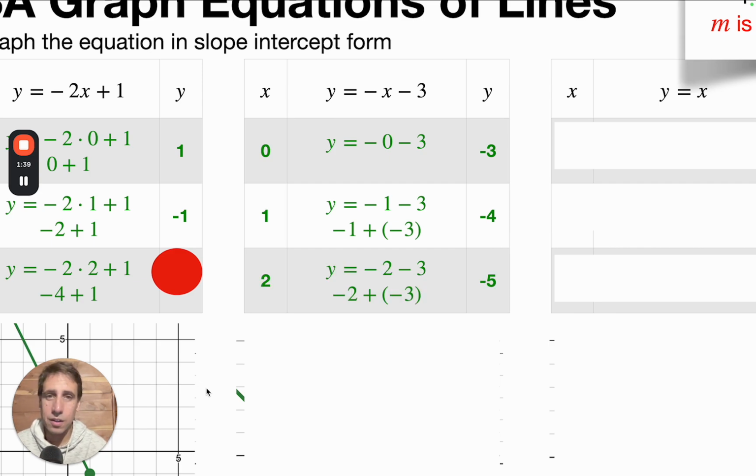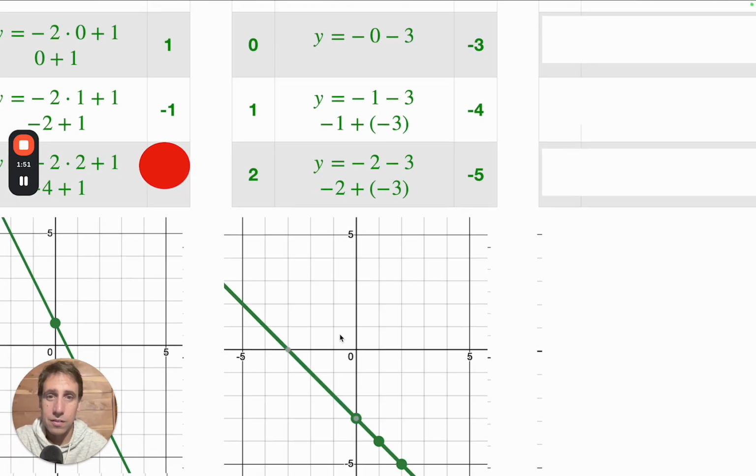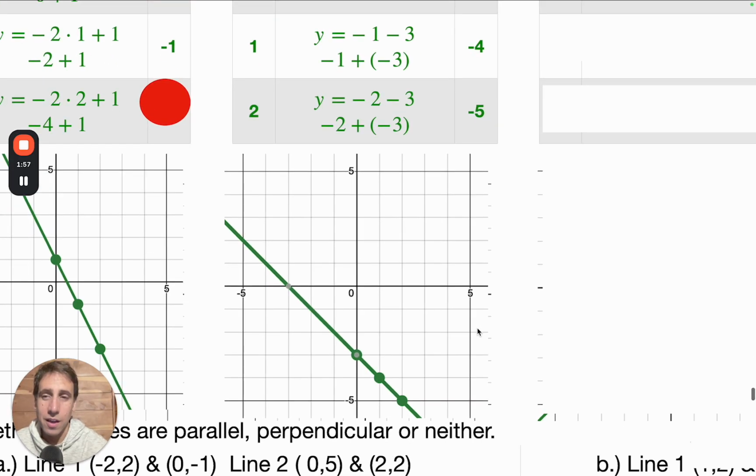Then 2 is going to be 2 minus 3 again. Same signs, add and keep. Different signs, subtract. Keep the sign of the bigger number, then you'll be exact. You know the song. I'm going to plot the points 0, comma negative 3. And then 1, comma negative 4. And then 2, comma negative 5. And connect the dots. There they are.